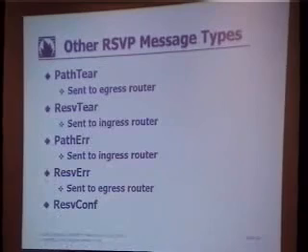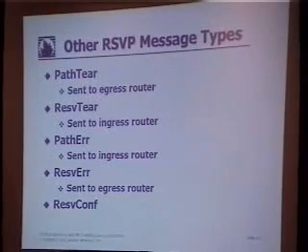So here are some of the messages. On top of the path and reservation message, you have a path tear and a reservation tear. Should anything, for any reason, the state in your RSVP session change, you want to tear down that state along the routers in the path, even if you're building a new path. So that's what some of these messages will be used for.